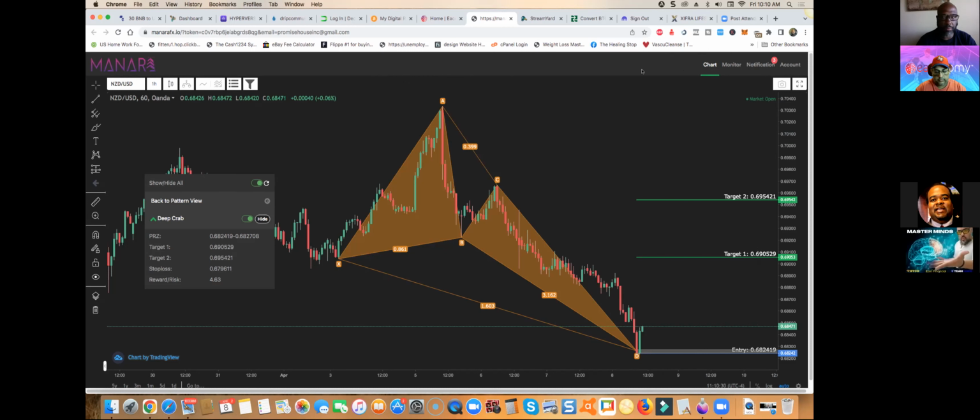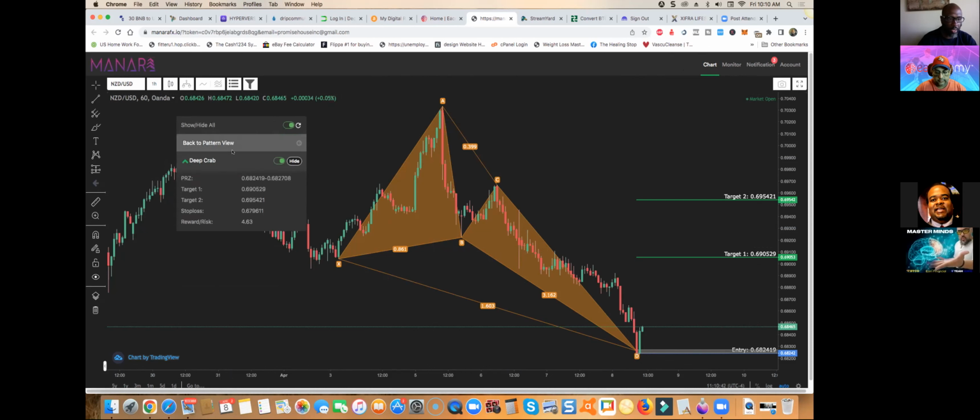Okay, so let me give you a scenario here. So this is a pair right here, NZD USD. You see it right here. It is on the hour chart. Okay, and this is what we call a deep crab pattern. You see the box right here. Deep crab pattern. This is actually probably my favorite pattern right here. The reason it's my favorite pattern is because in a deep crab pattern, just how it sounds, deep, the market swing is deep. The swing is so deep that a reversal usually has to happen.